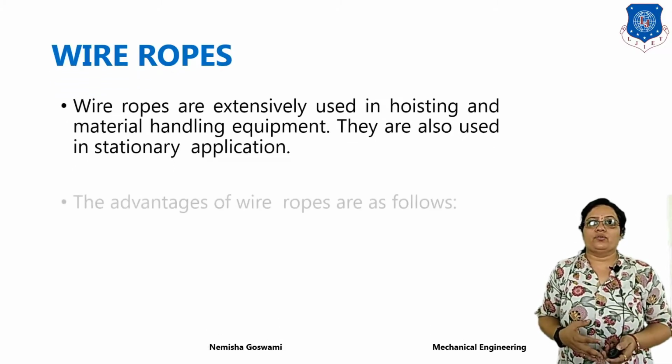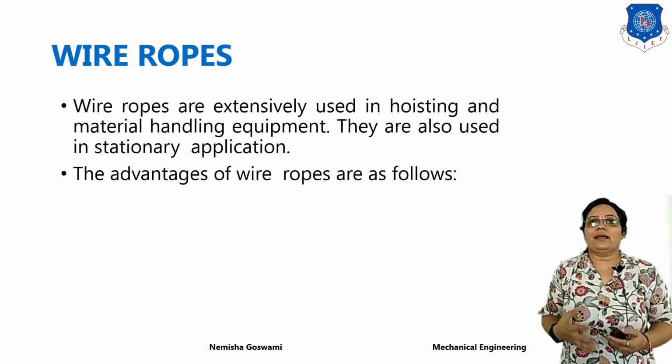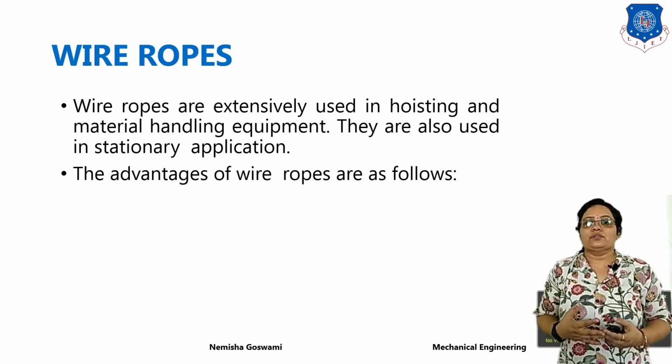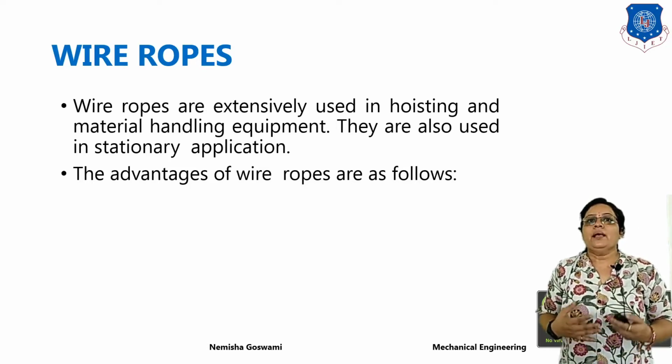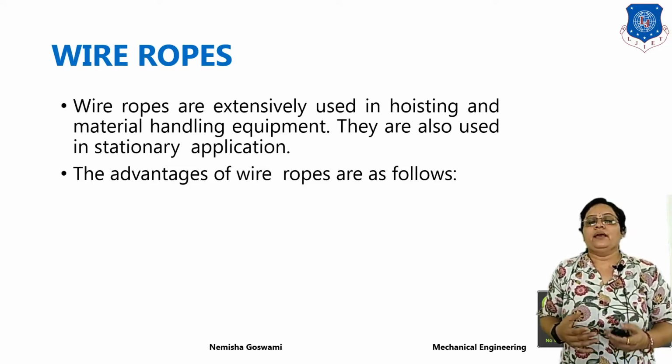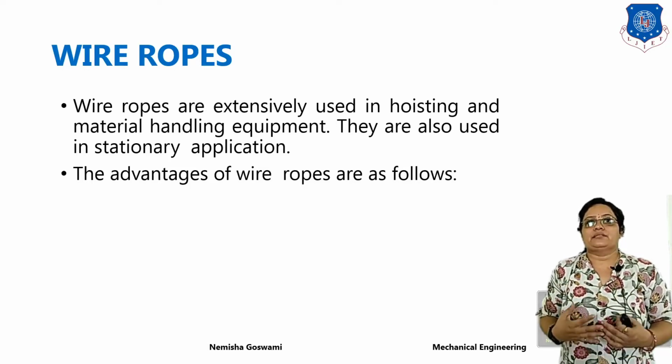So first of all, wire ropes. Wire ropes are basically used in hoisting and material handling, or in cranes. They are used in material handling systems, and where stationary applications are required.